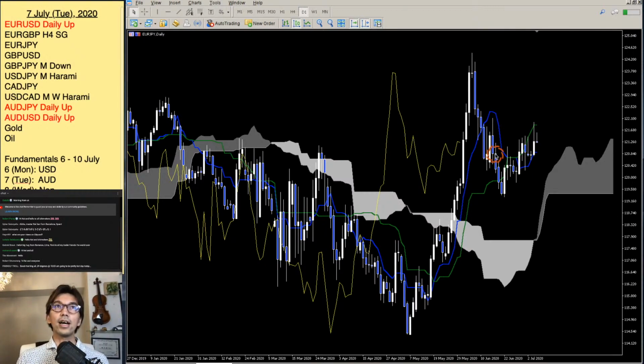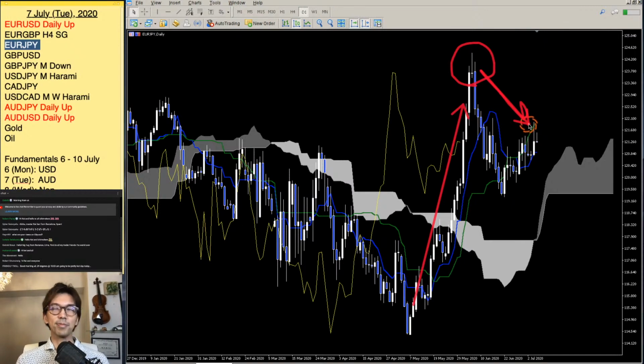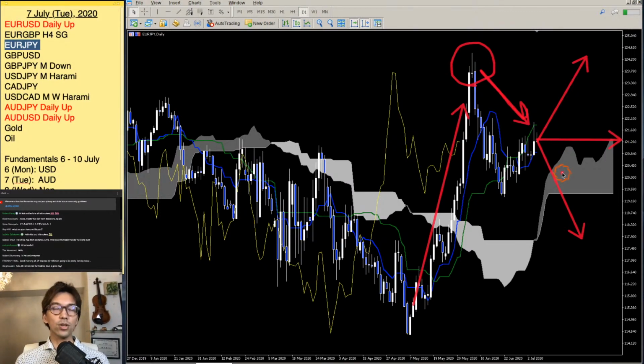So for example, this is the Euro JPY daily chart, and after you see this pin bar or doji candle right here, the price has been going down. Before it was moving up, but now it is going down and retracing backwards, as you can see. So the question is whether the price will go upwards from here, go downwards from here, or become horizontal. Which direction the price is going to take is the big question to ask yourself.